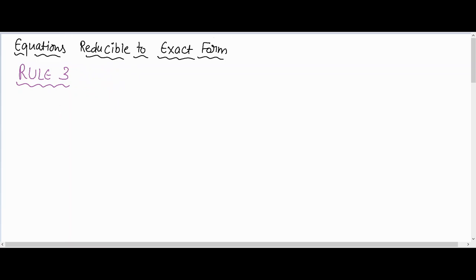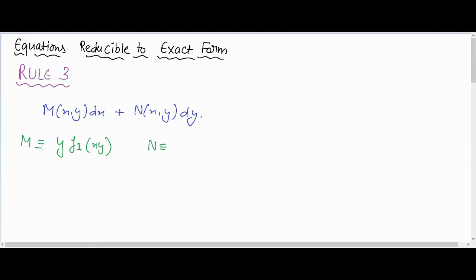So if we have a differential equation, non-exact differential equation, which is M of xy dx plus N of xy dy, then in rule number 3 what we have to see is the condition: if M is of the form y times some function of xy, and N is of the form x times some other function. These functions can be different, of xy.